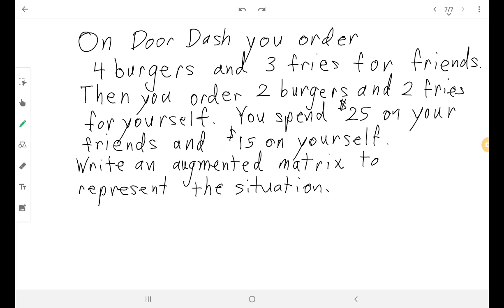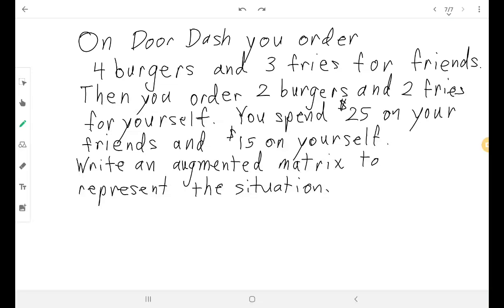Let's just say that you order for your friends, and it's on its way, and then you're like, oh, but wait, I want some for me too. And let's say you've got some promotion where they tell you, oh no, you're not going to tip this time, there's no delivery fee this time, this is some promotional deal, so you're only going to pay for the food itself. All right?